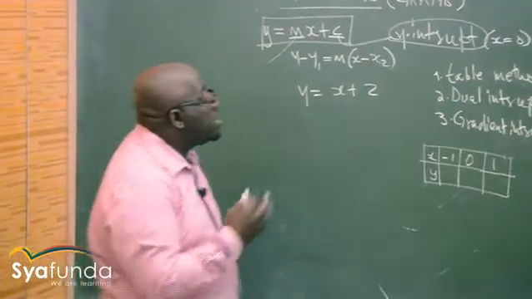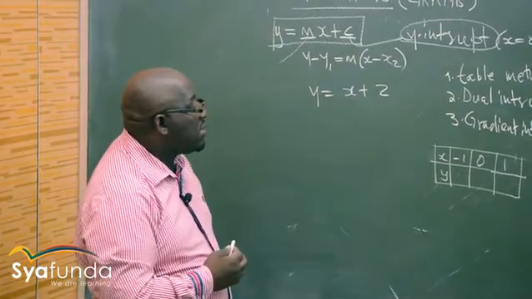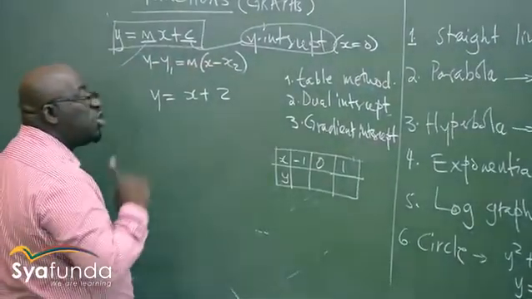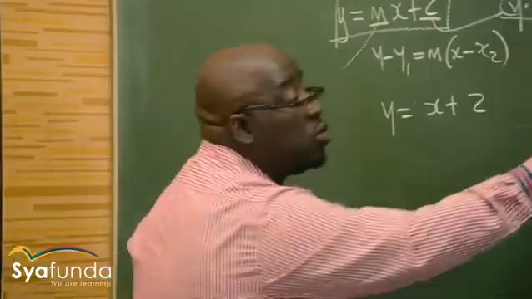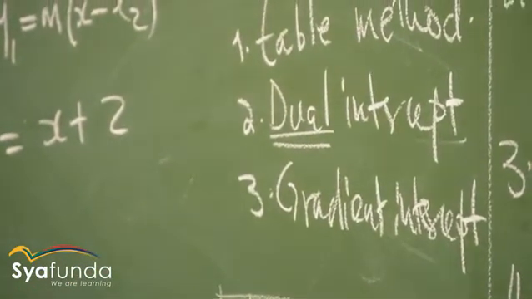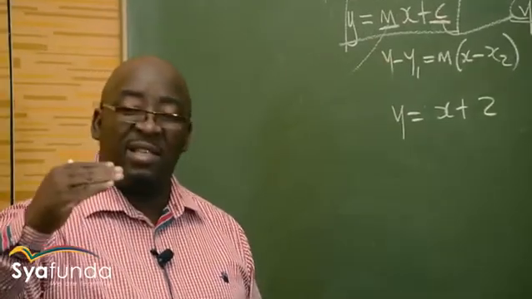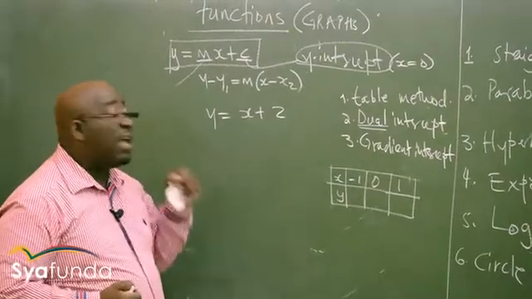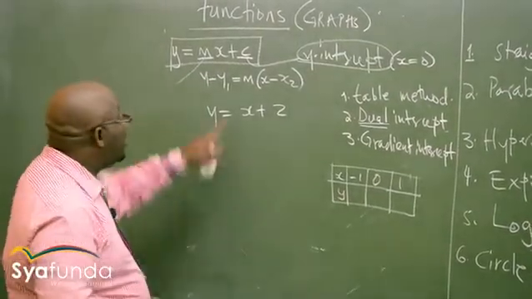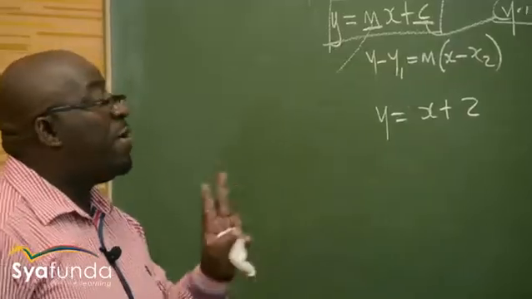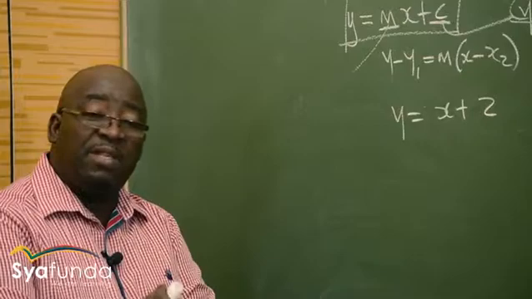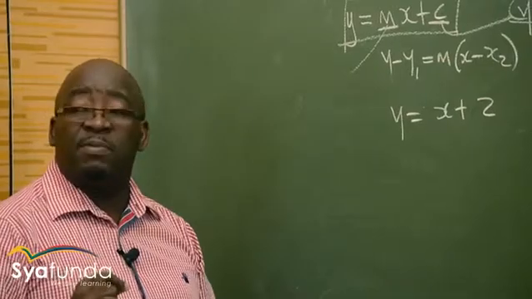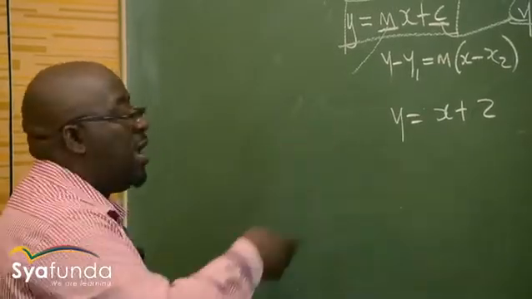Let's look at the second one, the dual intercept method. Dual means 2, so we use the two intercepts. What are these two intercepts? It is the X-intercept and the Y-intercept. This is the one that is used mostly, where you just need to find the X-intercept and the Y-intercept, then you sketch the graph. Let's use this method to sketch this graph. Remember what we need: only the X-intercept and the Y-intercept. How do you find the X-intercept? Whenever you're looking for the X-intercept, we make Y equal to 0. Let's find the X-intercept.